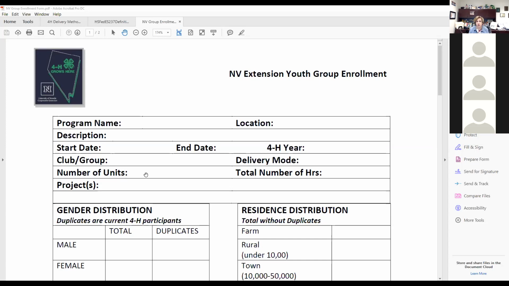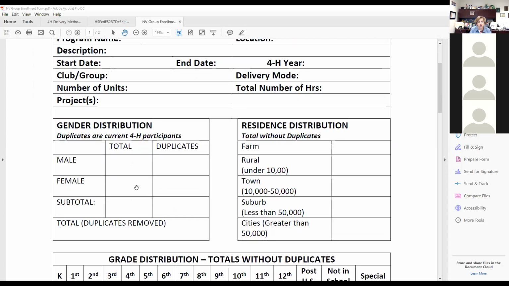The number of units would be how many sessions you taught. When I was in the county, some of you have heard me talk about the Talking with TJ program. It was 6 lessons, so you would put 6, and if I went in for 2 hours every time, then it'd be 12 total hours. Projects would be next, because you need to have a project category with each one, even with group enrollments. Then it asks you for male and female in your gender distribution, and then your number of duplicates. Those are individuals.